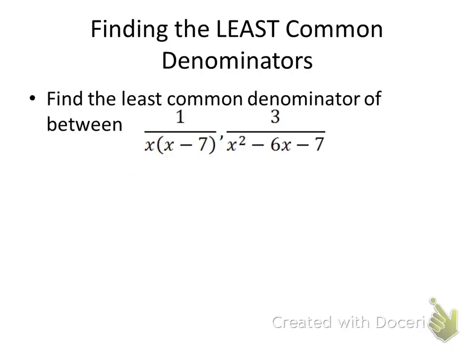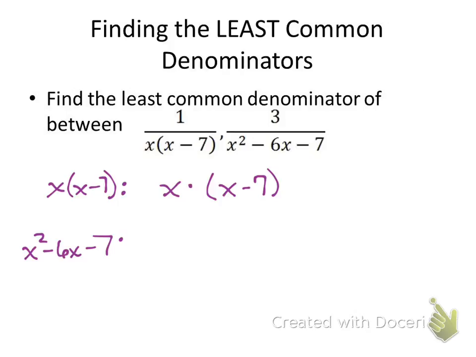Here we go. Find the least common denominator between these two guys. So you don't concentrate on the numerator, concentrate on what you got in the denominator. So the first denominator, this x times x minus 7, the two factors are, well, x and x minus 7. It's already factored. The second denominator, we actually have to factor it. The second denominator breaks up into, let's see, x and x. What multiplies to negative 7 adds to negative 6, a negative 7 and a positive 1.